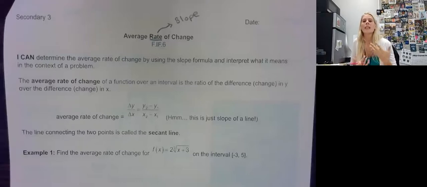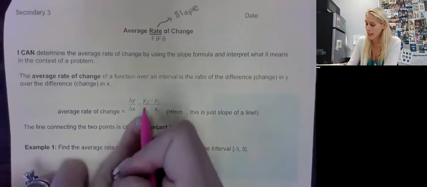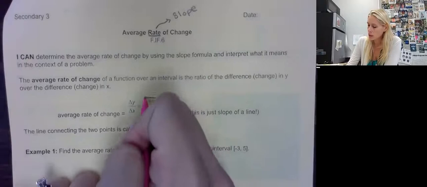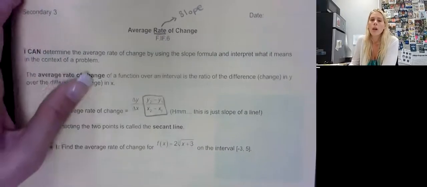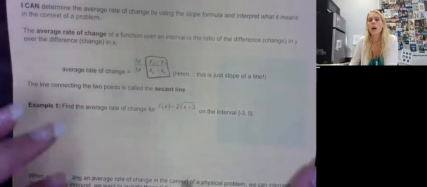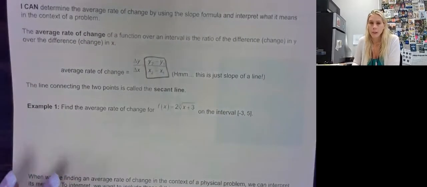So if we were to connect that with slope, let's talk about what slope was. Slope was rise over run, or what we call the change in y over the change in x. One of the biggest mistakes people make is that they put x over y. So what we're going to do is the change of our y values over the change of our x values. And that's what we call the average rate of change.